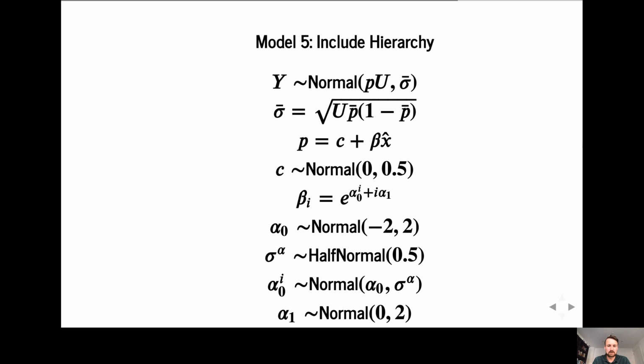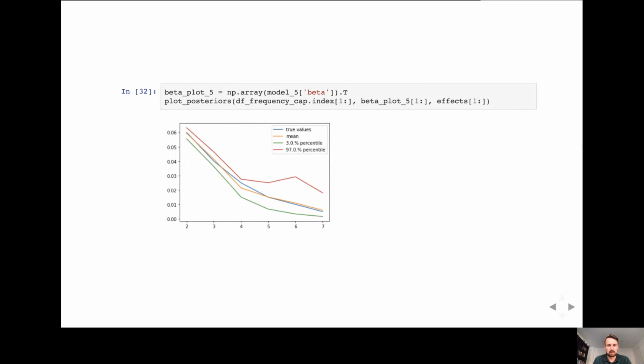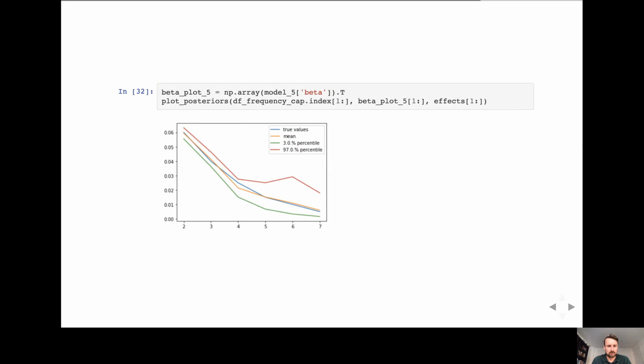Basically, the thing we changed is that instead of having one single alpha 0, we again have individual level alpha estimates. However, they are all linked together with our alpha 0 in our hierarchy. So this is our implementation in PyMC3. Now let's take a look at what our plot looks like. What we're looking at now is something that looks quite good.